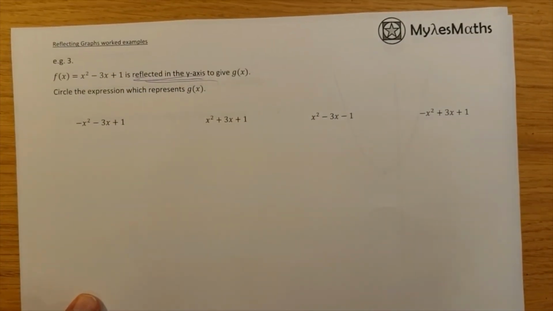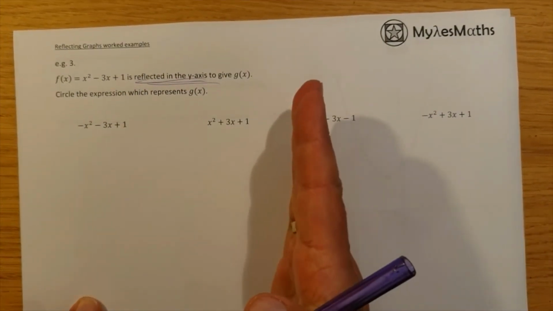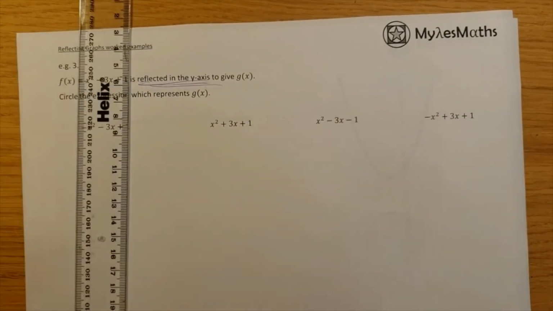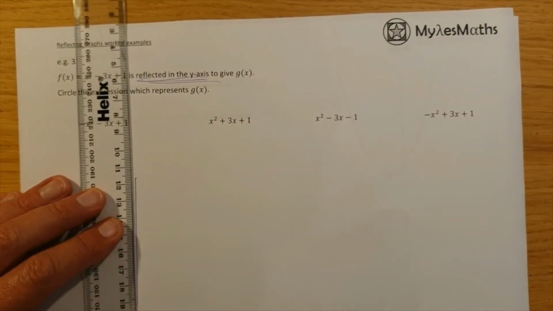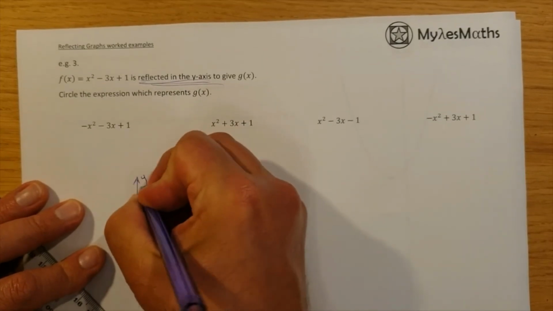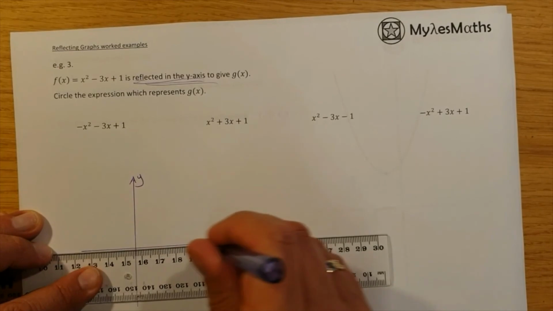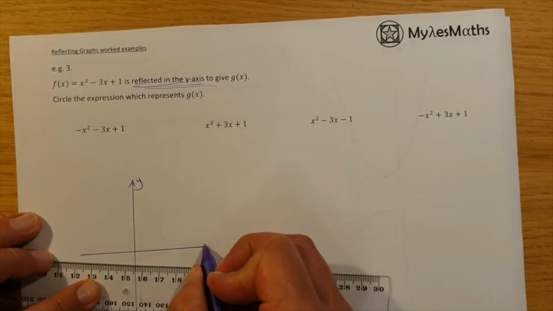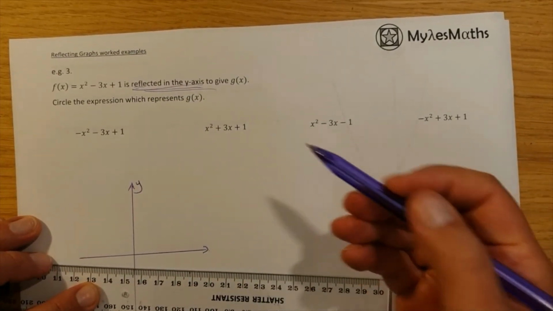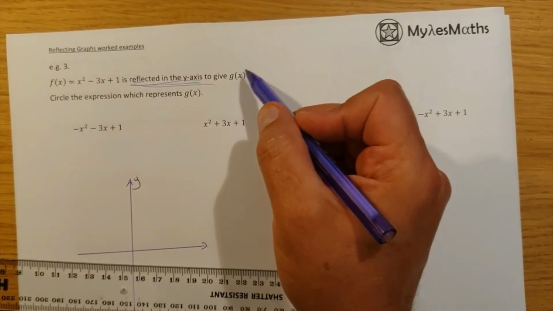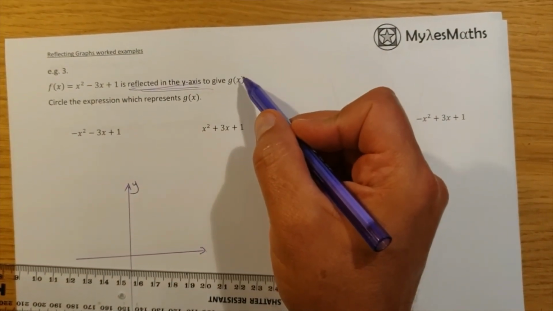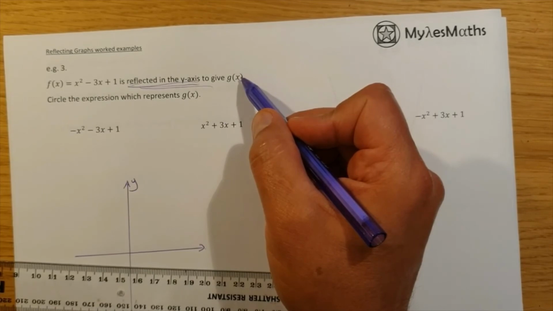What does that mean if it's reflected in the y-axis? Well, if it's reflected in the y-axis, that means it's a left-right reflection, which means it's in the x direction. If it's in the x direction, is the negative inside or outside the function? It's inside the function, isn't it?